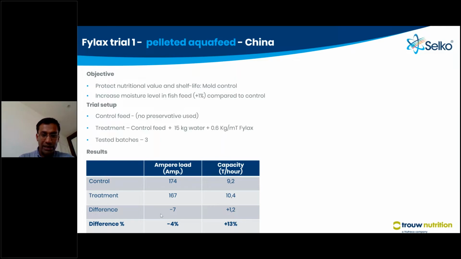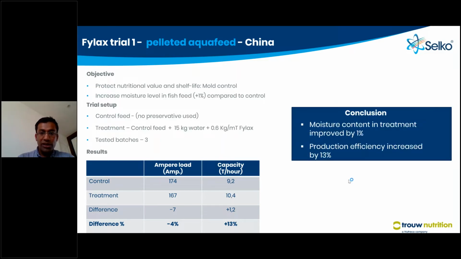What we clearly see is the moisture content in the final product improved by 1%, and also the production efficiency is increased by 13%. That means the throughput has increased by 13%.